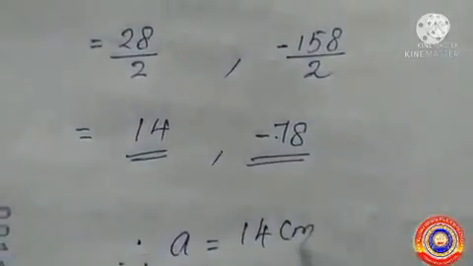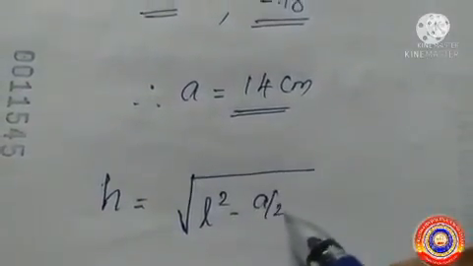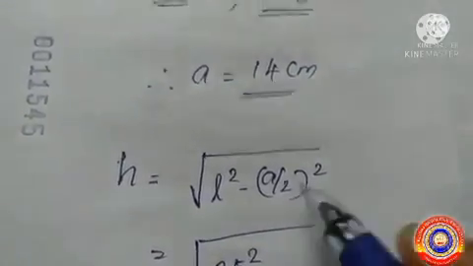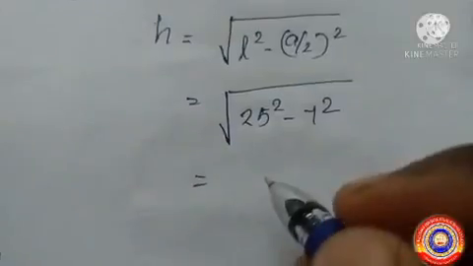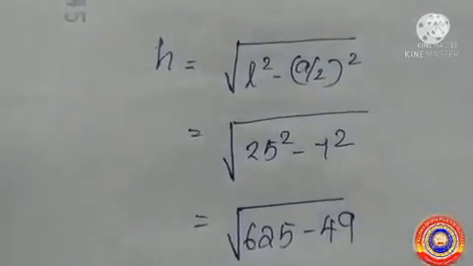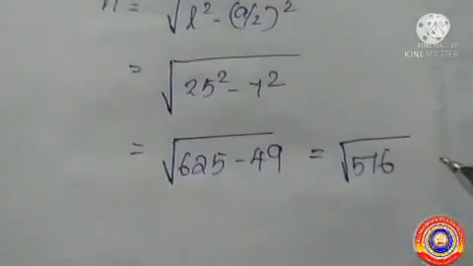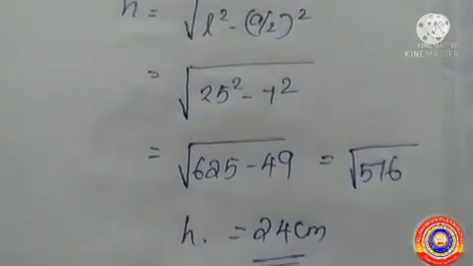A means the base edge. Base edge is always positive, so we have to take the positive value for A. A equal to 14 centimeter. Next, using A and L, we have to find H. H is equal to root of L square minus A by 2 the whole square, and it is equal to root of 25 square minus 7 square. A equal to 14, A by 2 is 7, and it is equal to root of 625 minus 49, and it is equal to root of 576, which is equal to 24 centimeter. H is equal to 24 centimeter.